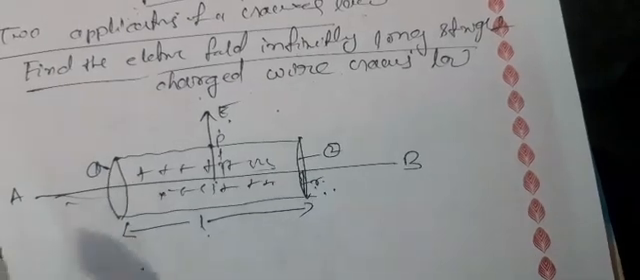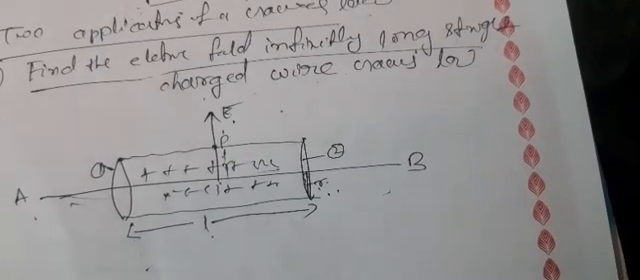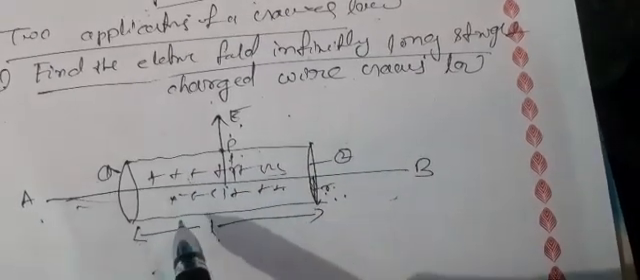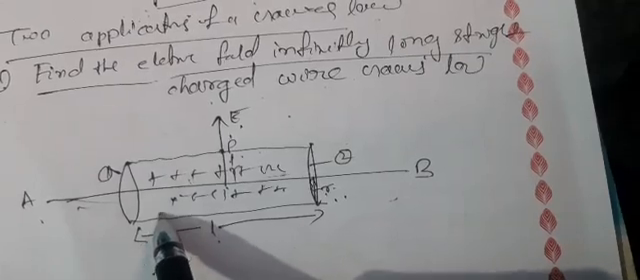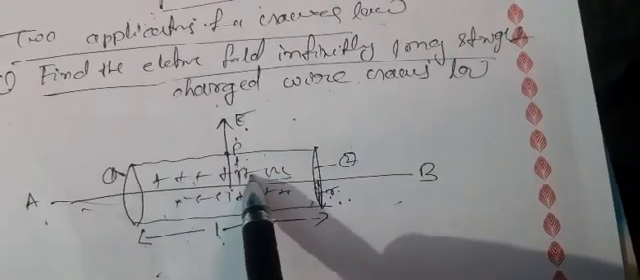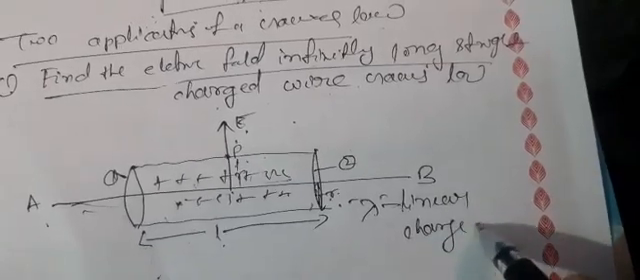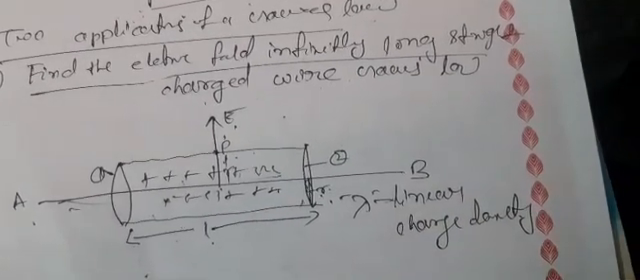Once again, AB is an infinitely long wire. E is the electric field line. P is a point at a distance r from the wire. Small r is the radius of the Gaussian cylinder, and l is the length of the cylinder. Q is the charge enclosed by the cylinder. Let lambda be the linear charge density.